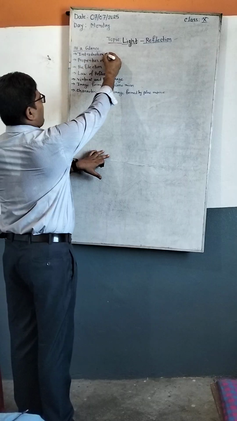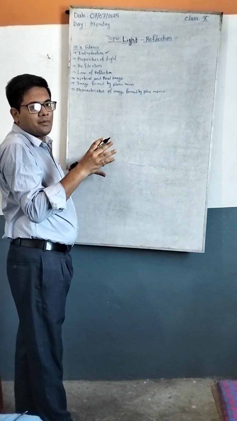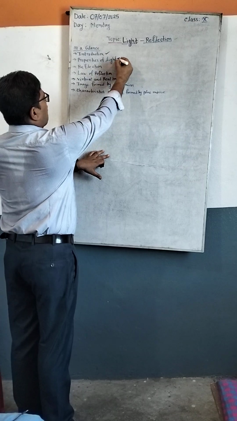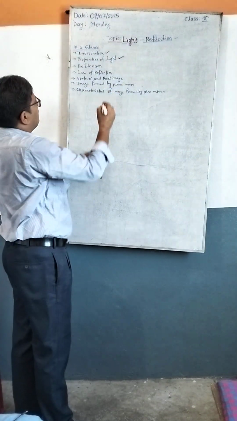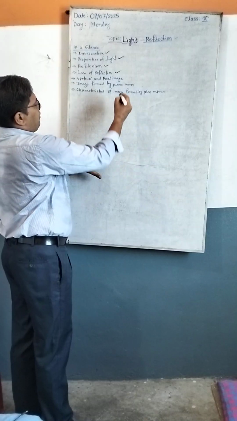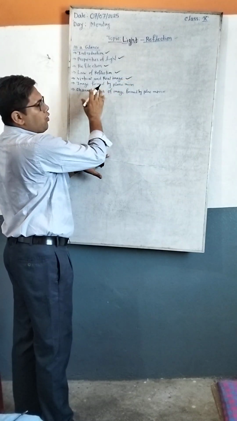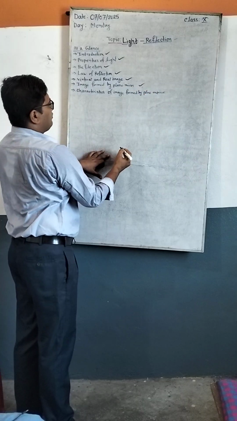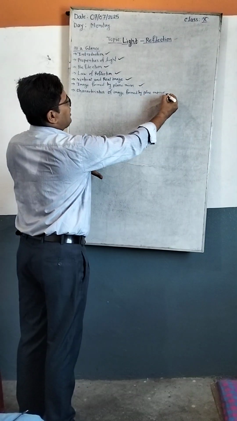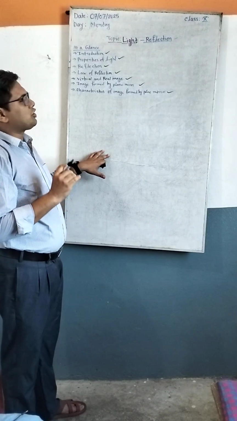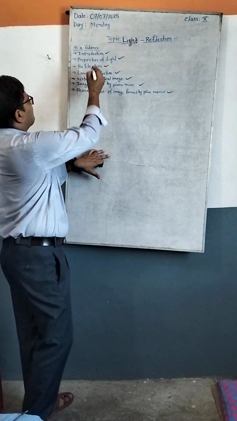First one, introduction of light. You already learned in class 7-8, in brief you will describe. Next, the properties of light, reflection, law of reflection, virtual and real image, and what are the differences? Image formed by plane mirror and different characteristics of the image formed by plane mirror. First, we describe in short what is light.